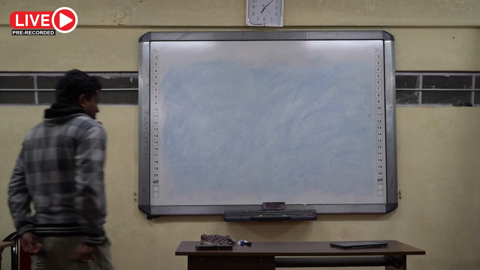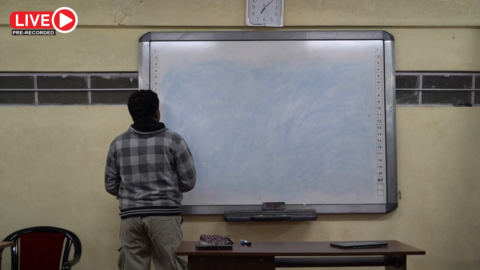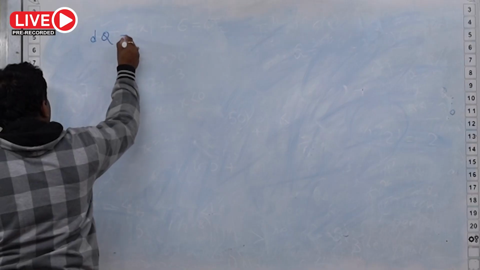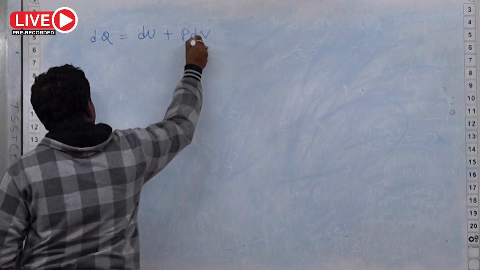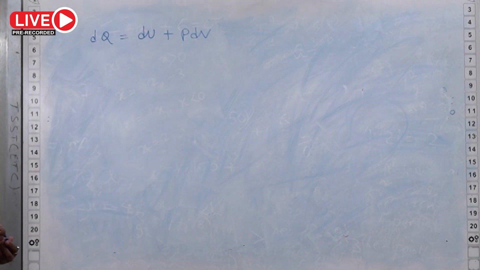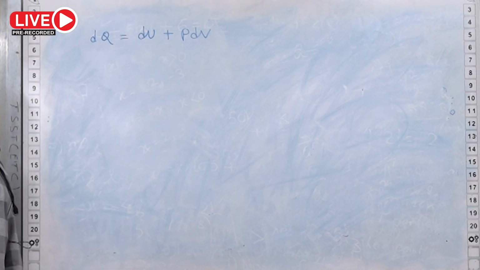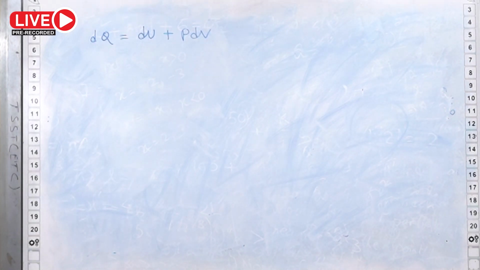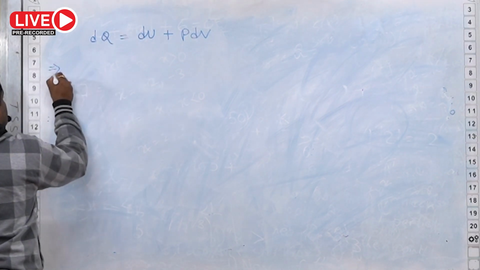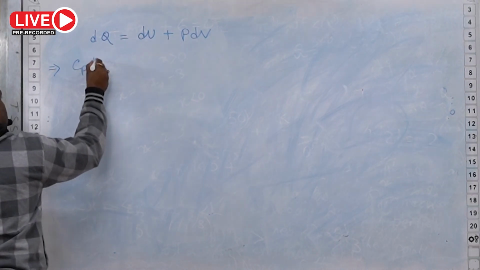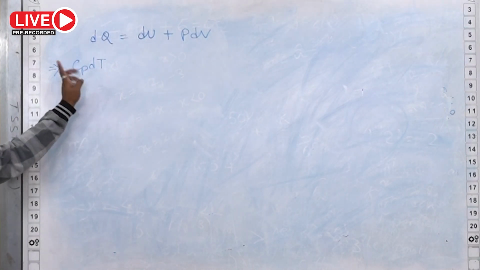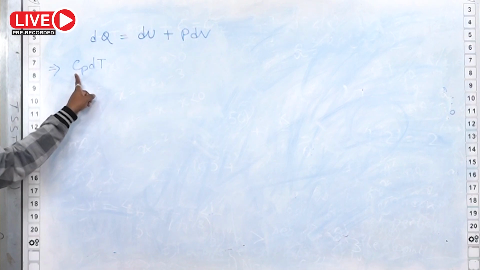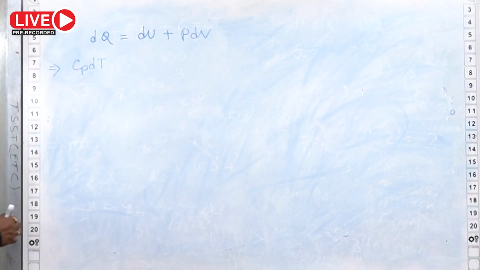See, from the first law of thermodynamics we can write dq equal to du plus pdv, where du is the increase in internal energy, pdv is the work done, and dq is the amount of heat supplied. Now I can write this as Cp dt for 1 mole, since it will be n Cp dt actually, but for n equal to 1 it will be Cp dt. This one will be du.